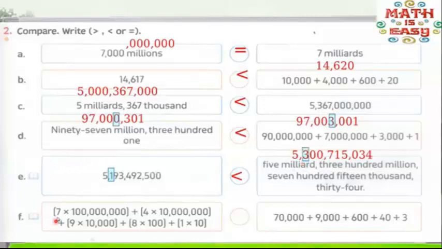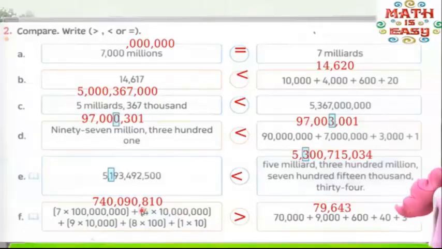Next one, here we have 7 times 100 million. Before making anything, we have here million, but here we have thousands. That means the first period is more, first number is more. Without writing in standard form, but I said you should write numbers in standard form to make sure your answer is right.